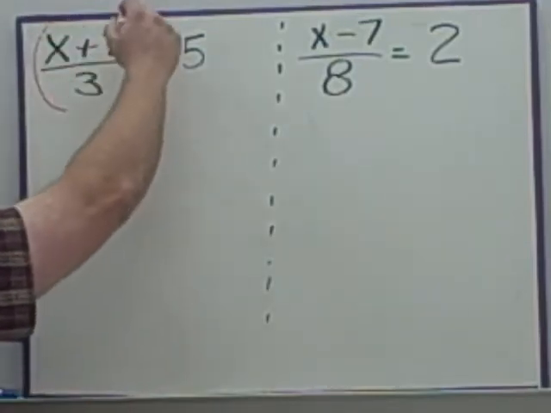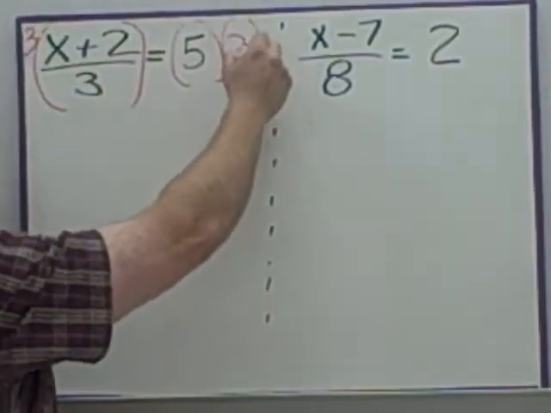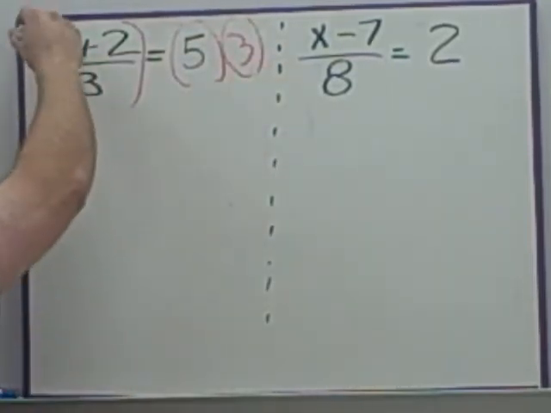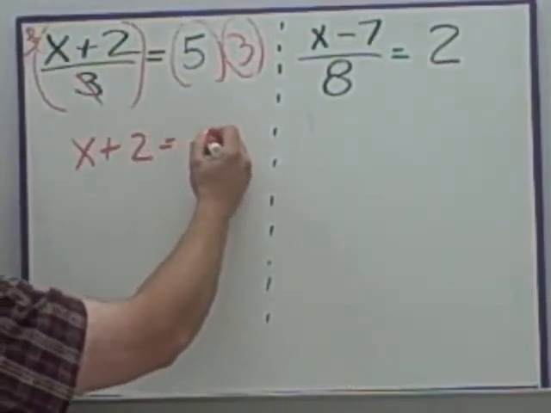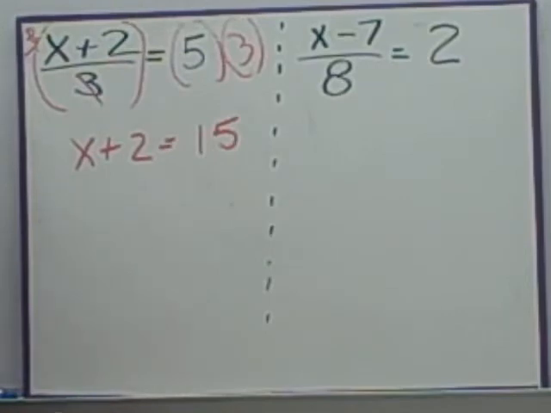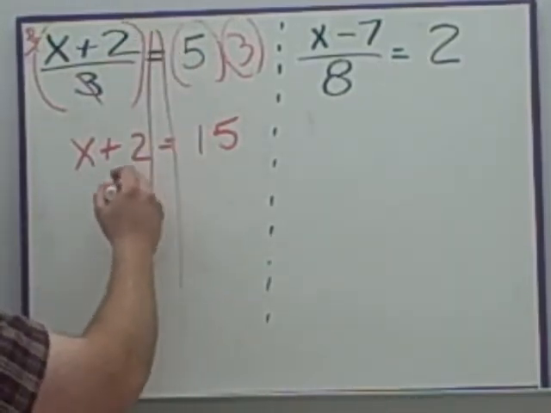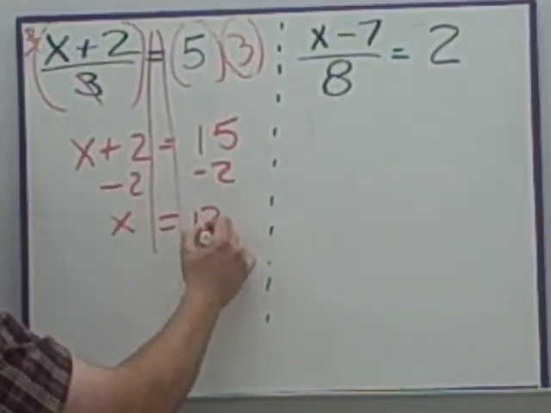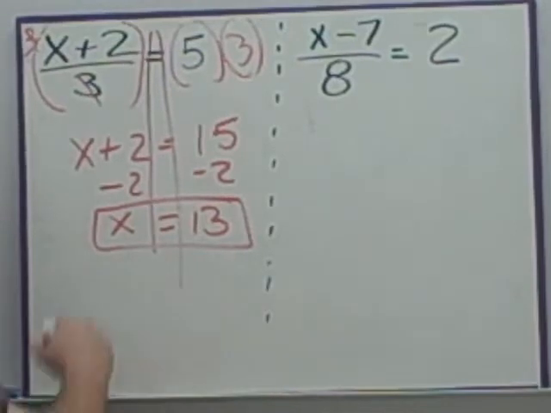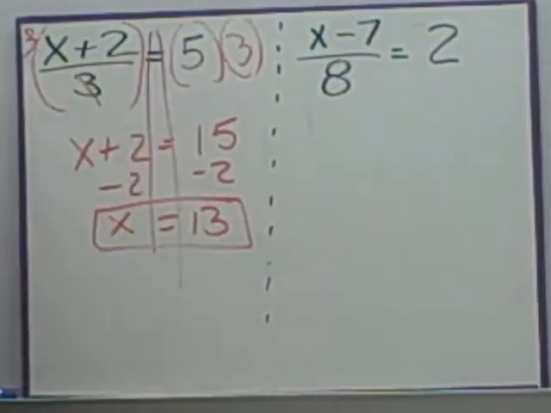So for these, I'm going to multiply both sides by 3 to start with. These 3's will cancel, and I'll be left with x plus 2 is equal to 15. And then, again, I could use those railroad tracks there. Then I'm going to subtract 2, and I get x is equal to 13. 13 plus 2 is 15, divided by 3 does indeed give me 5, so it does double check.